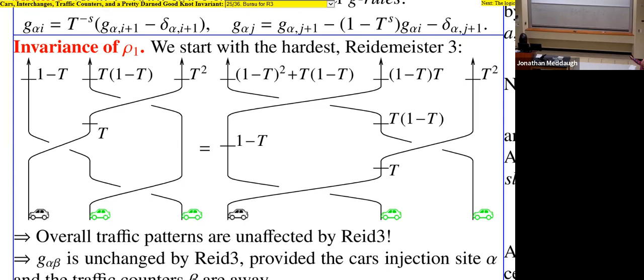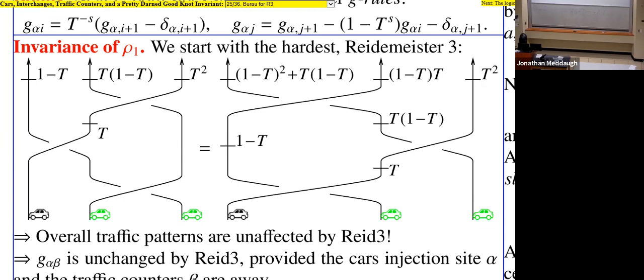So the traffic counters at the top will read this. On the right, it's a slightly more complicated computation, but it comes out to be the same. So the more complicated output written here is in fact equal to that by basic arithmetic. And for the green cars, it's even easier. Like for the car at the rightmost, it just passes through both on the left and on the right. So the moral is that the overall traffic patterns outside of the domain shown here are not affected by doing a Reidemeister move. Like if a car comes in from here, it comes out with a certain collection of probabilities out here, and it doesn't matter whether you've done the move or not.